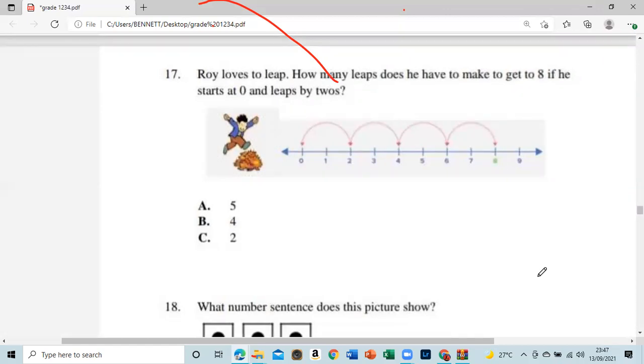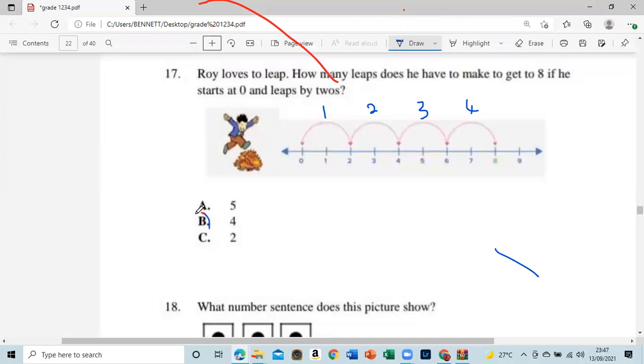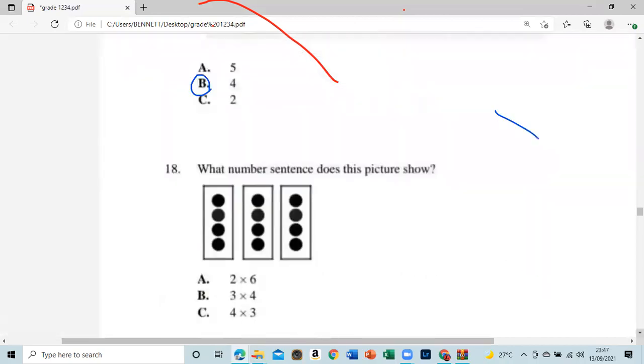Ryan loves to leap. How many leaps does he have to make to get to 8 if he starts at 0 and he leaps by 2? The first leap, he leaps to 2. So he leaps 1 time, 2 times, 3 times, and 4 times. So that is 4, like saying 4 twos is 8. I love this paper. Whoever sent me this paper, big up yourself. Mr. Bennett, appreciate you.